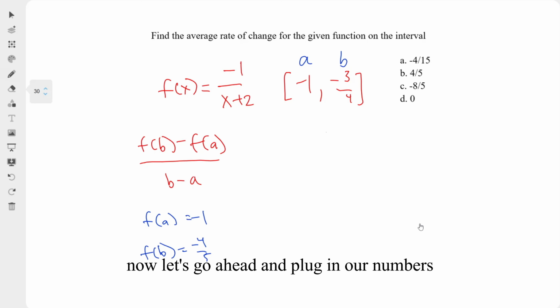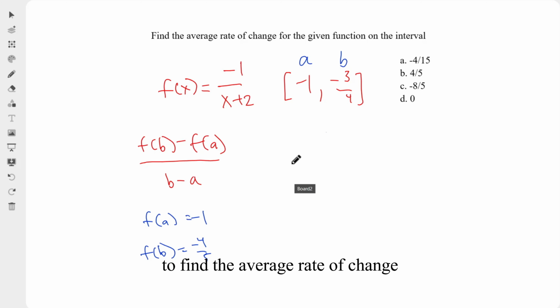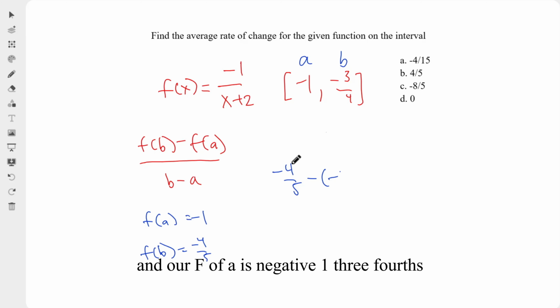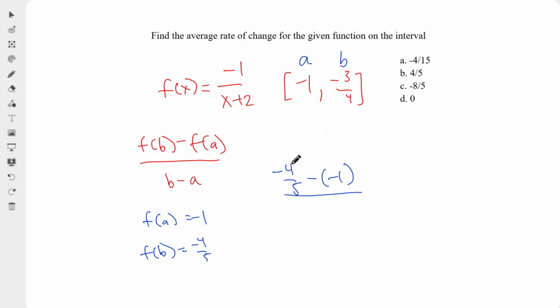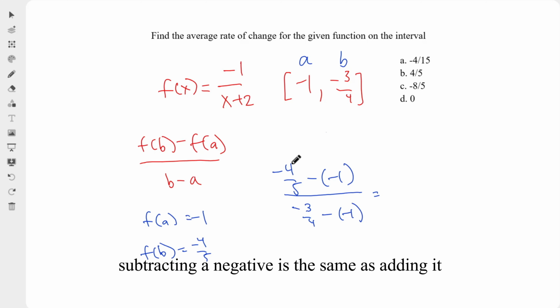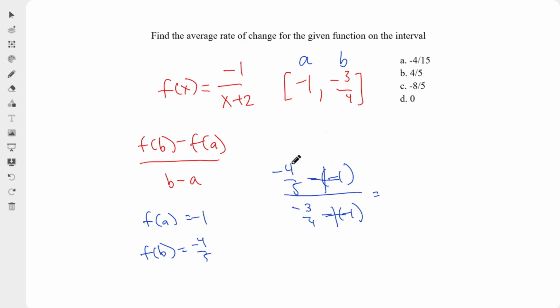All right. Now let's go ahead and plug in our numbers to find the average rate of change. Our f of b is -4/5, and our f of a is -1. Our b is -3/4, and our a is -1. Subtracting a negative is the same as adding it. So this is plus, this makes a plus, and this makes a plus.